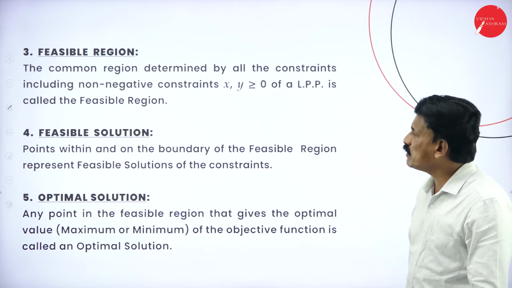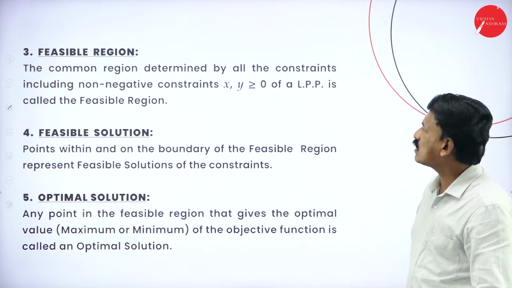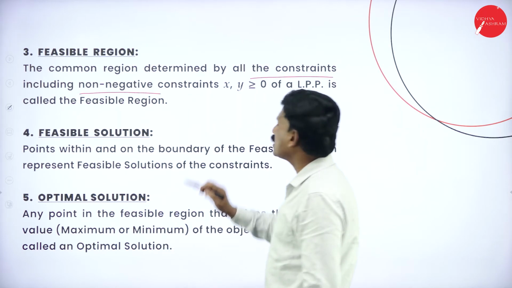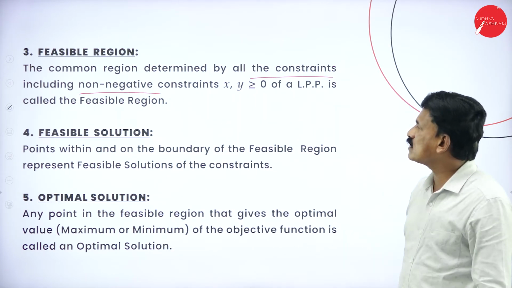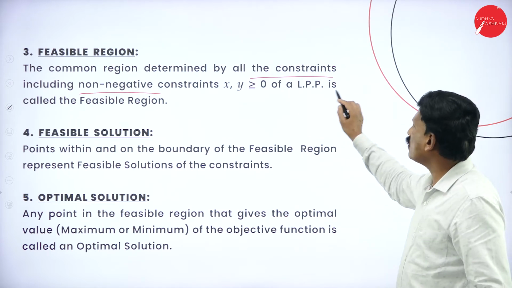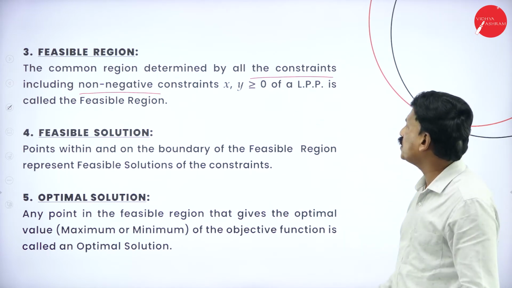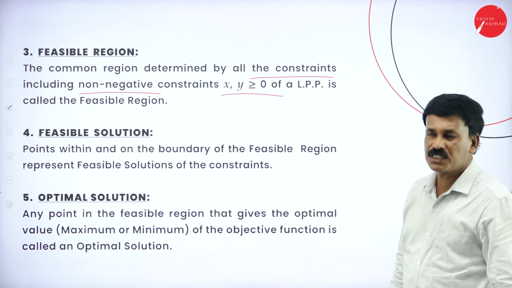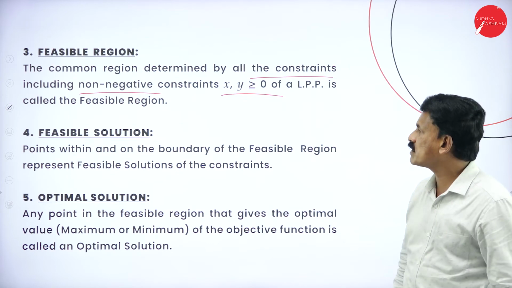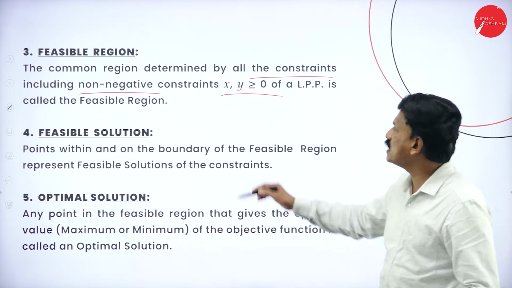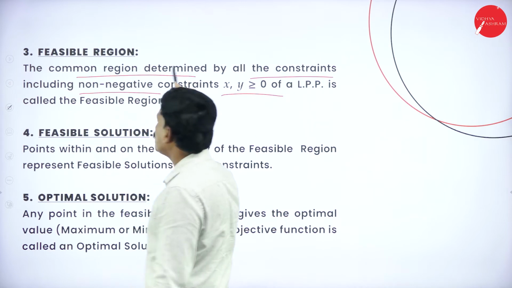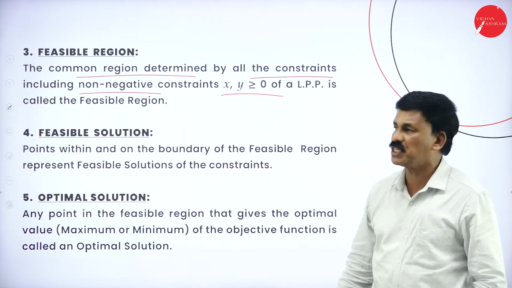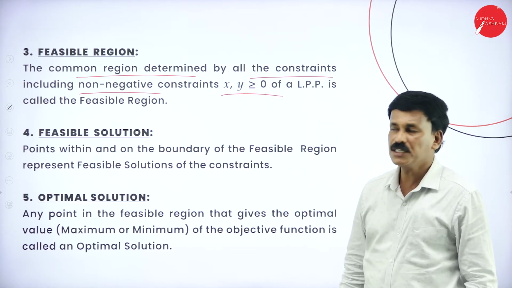Now the feasible region. What is the feasible region? The common region determined by all the constraints including the non-negative restrictions, that is, x is greater than or equal to 0 and y is greater than or equal to 0, of an LPP is called the feasible region.